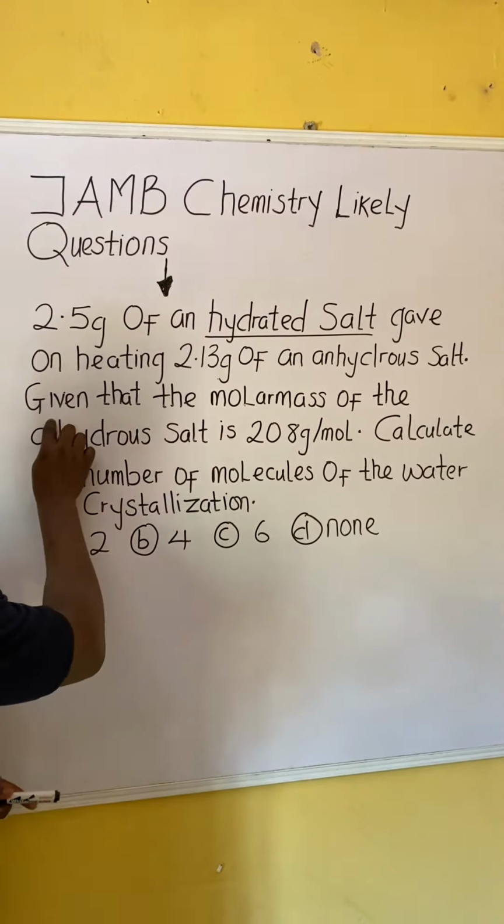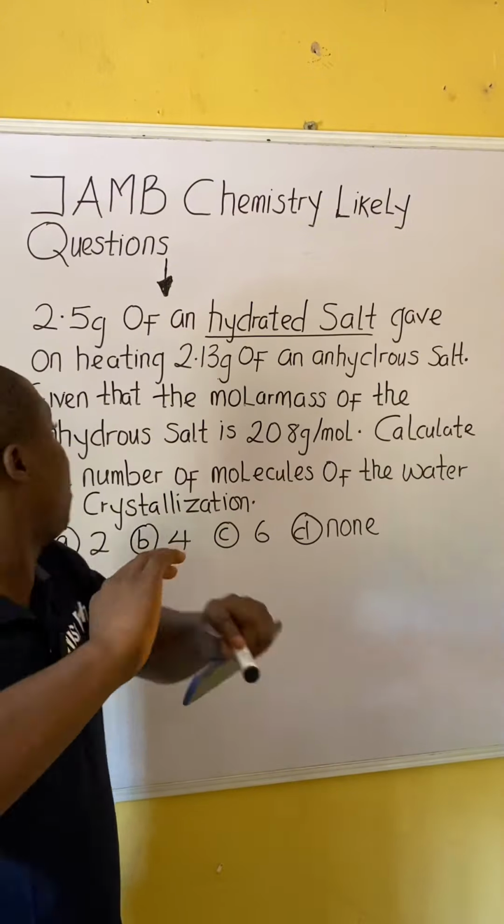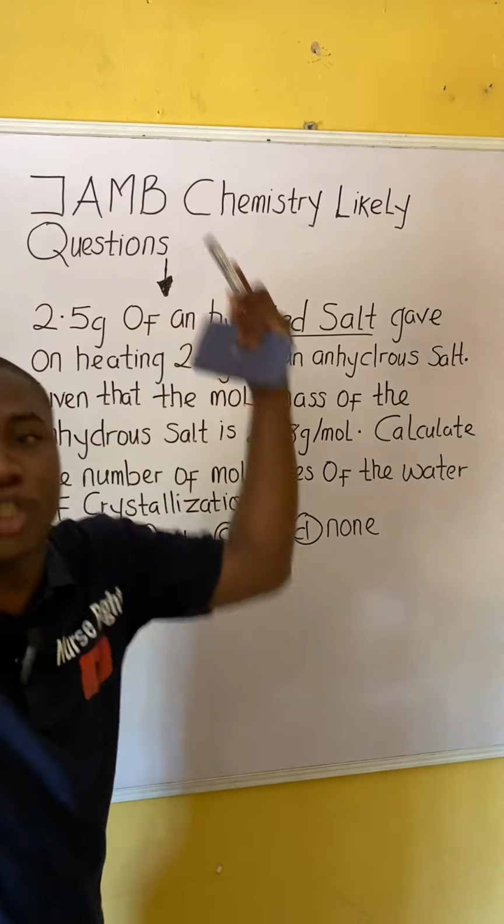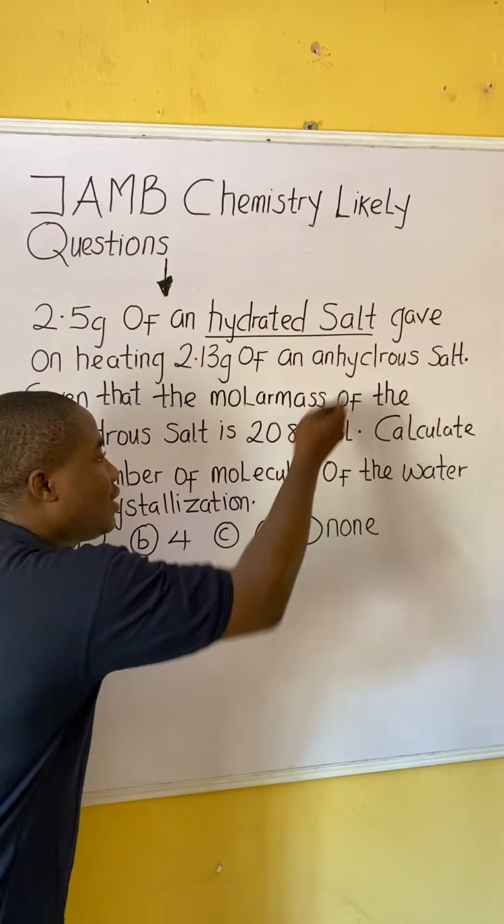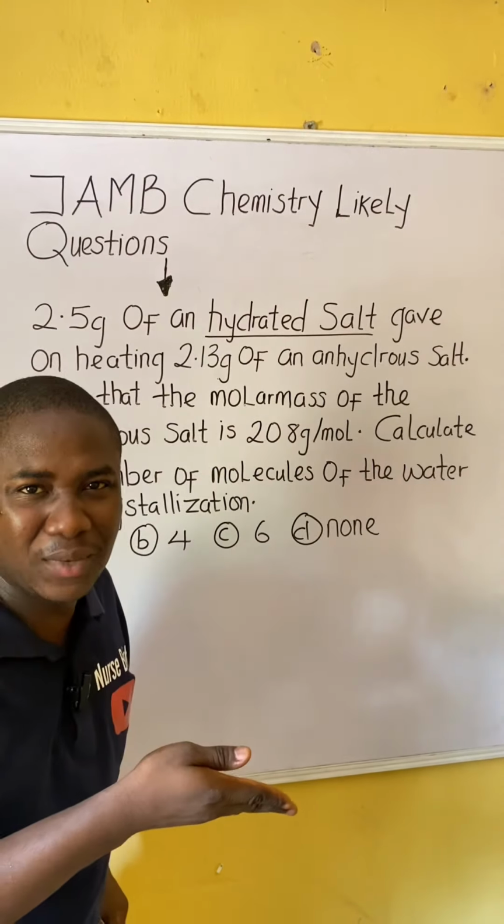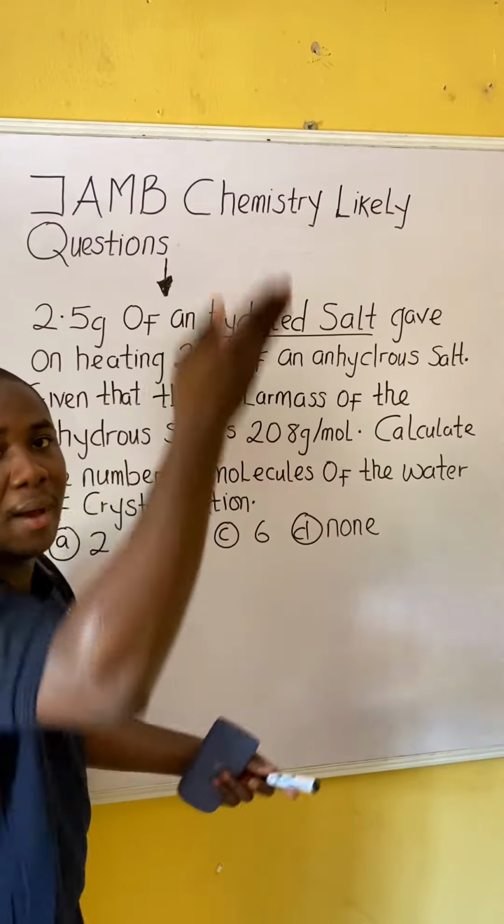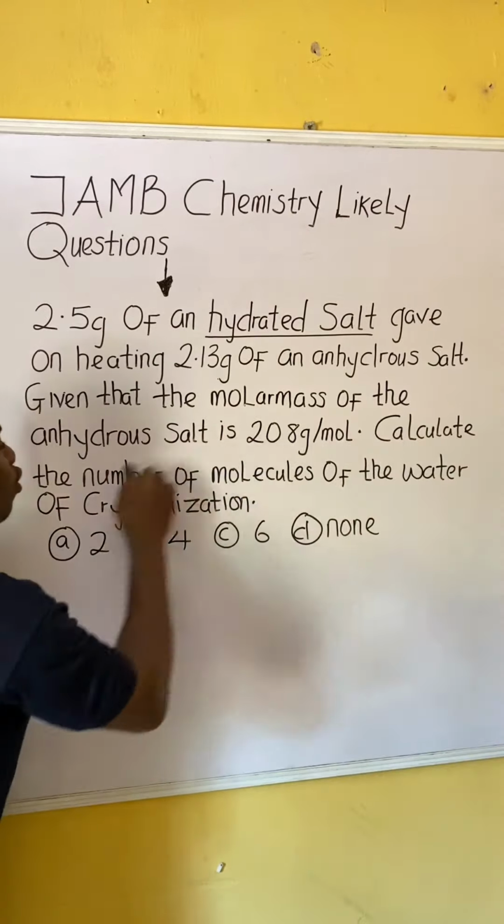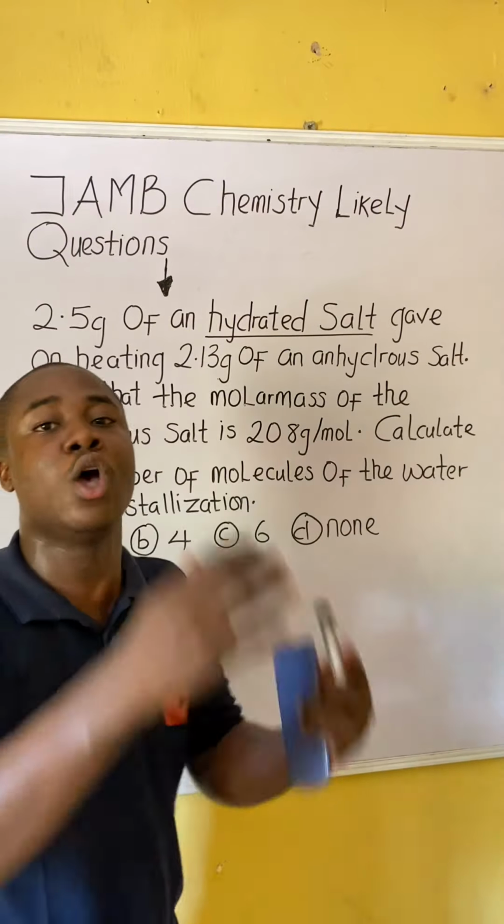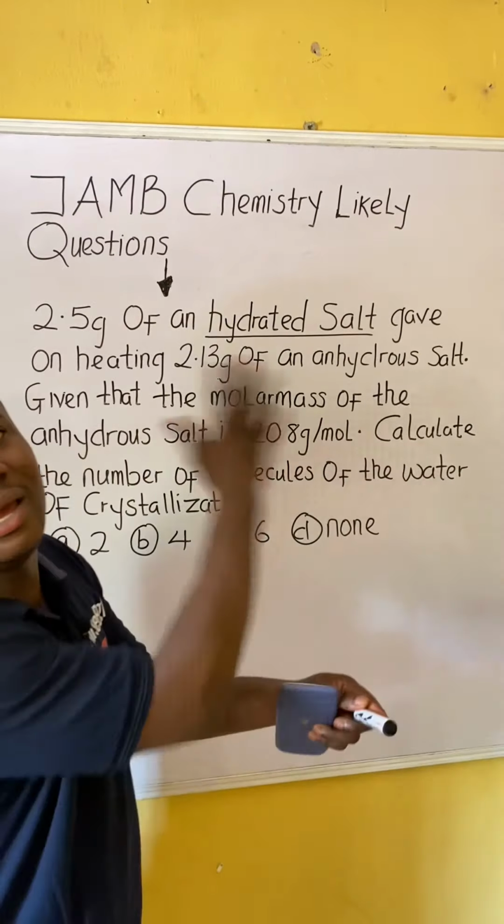All right. Given that the molar mass of the anhydrous salt is 208 grams per mole. You know, whenever you see slash, it means per. Are you there? And this is gram per mole. All right. So see what the question says. It says calculate the number of molecules of the water of crystallization in this salt.